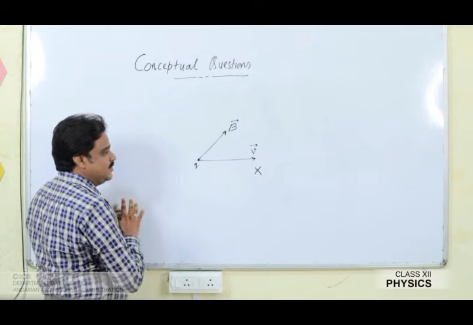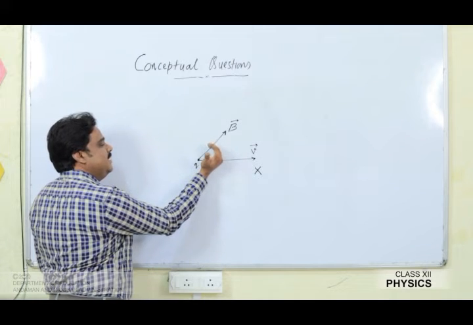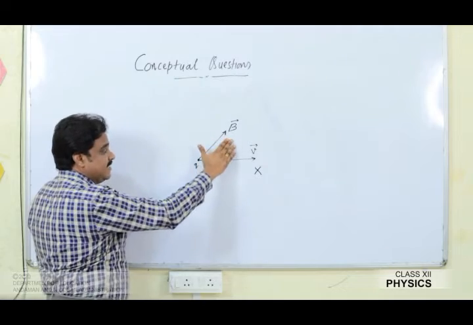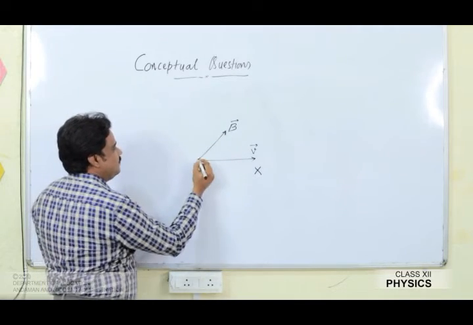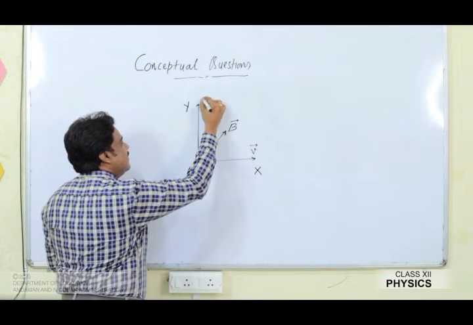Obviously, as I said, you keep your fingers in the direction of V, curl your fingers so that they move to B. The thumb will indicate the direction of force. Obviously it is a three-dimensional figure, so the force will be acting along OY. So OY is the direction of the magnetic Lorentz force.